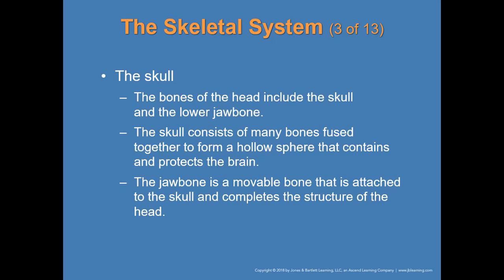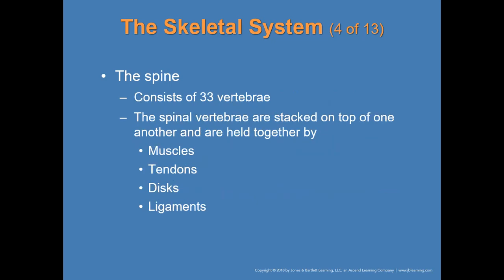All right? And then the jawbone is just a movable bone that is attached to the skull. It completes the structure of the head, and then it allows us to be able to use our vocal cords and our voice box to make noise. Okay? And then from that, we have the spine. And the spine is, it is what it is. It really is the backbone of the skeletal system.